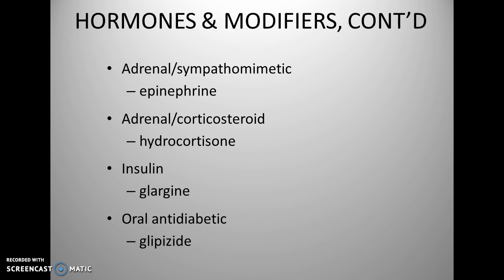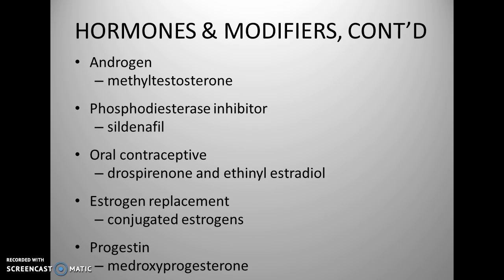Insulin is produced by the alpha cells and beta cells within the pancreas. Another oral anti-diabetic drug is called glipizide, usually given to individuals with type 2 diabetes.